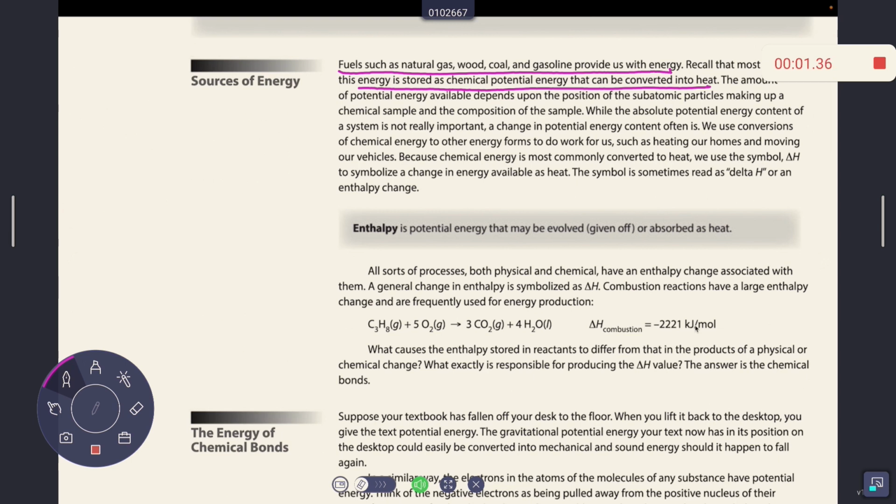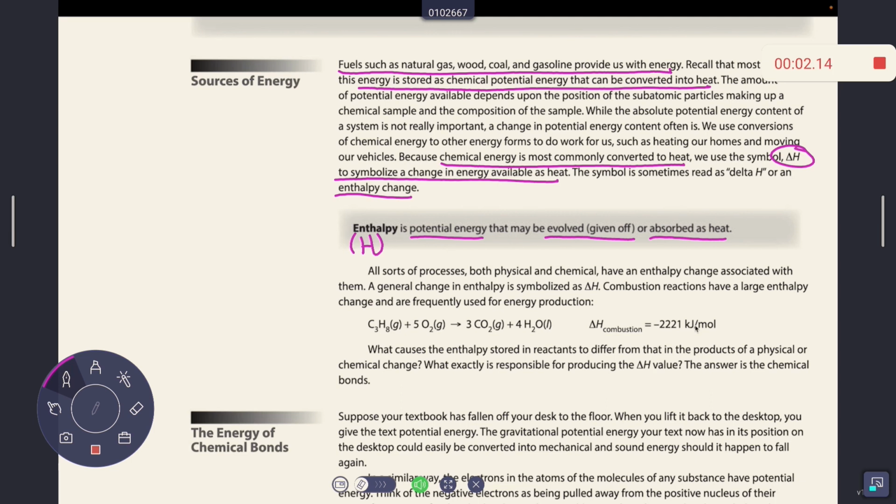When we are converting chemical energy into heat, we tend to use the symbol delta H, which is a triangle in front of an H. Okay, the delta or the triangle means a change. So this is symbolizing a change in energy that's available as heat. Delta H is also known as the enthalpy change. So enthalpy is a capital H. Okay, so this is the potential energy that could be released or absorbed as heat during a process.